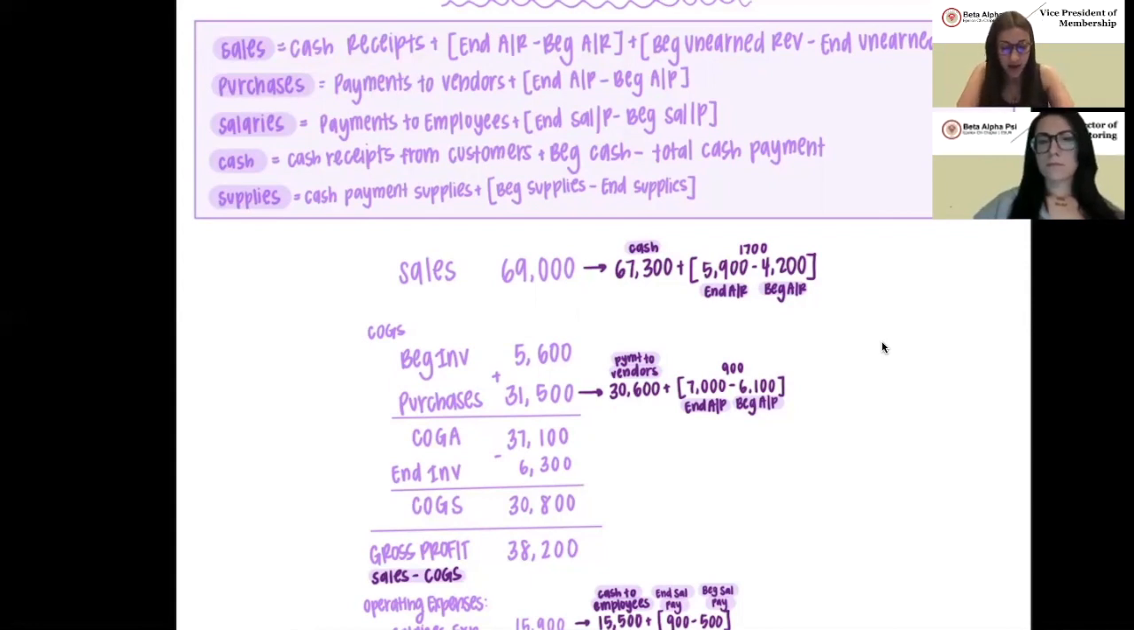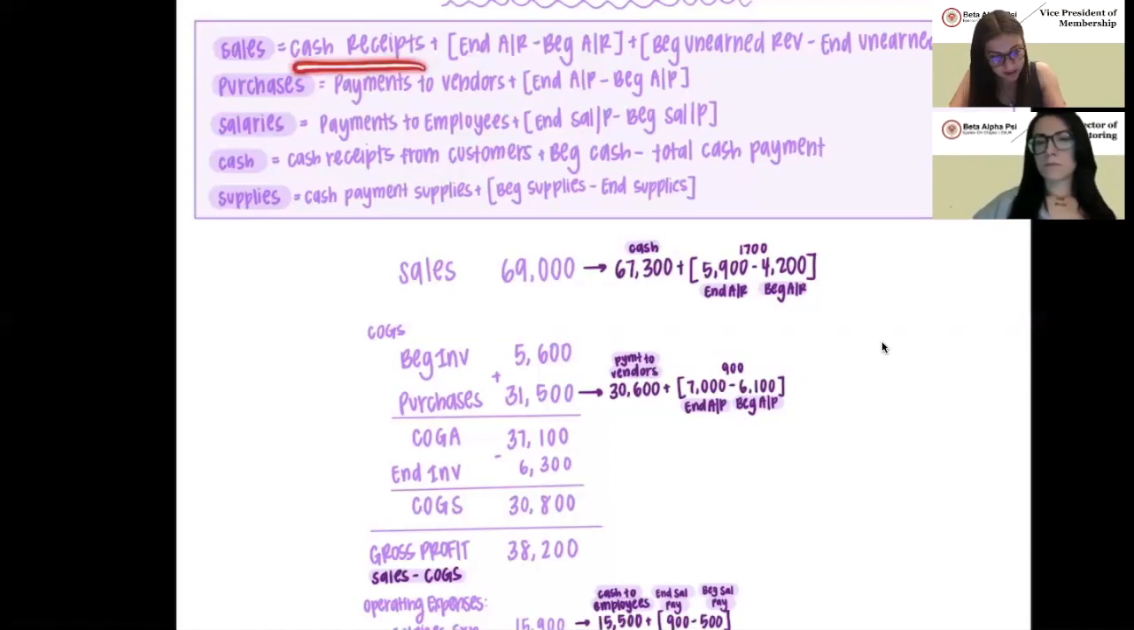And then we also have to add in our beginning unearned revenue minus our ending unearned revenue. So that means that we have one number of beginning unearned revenue and we have our ending unearned revenue. And if the beginning unearned revenue number is higher than the ending unearned revenue, which means it decreased during the year, when unearned revenue decreases, when we debit unearned revenue, that means our revenue has now been recognized. It went from unearned revenue to earned revenue. So that would also be added into our sales. So let's see how we get these numbers.